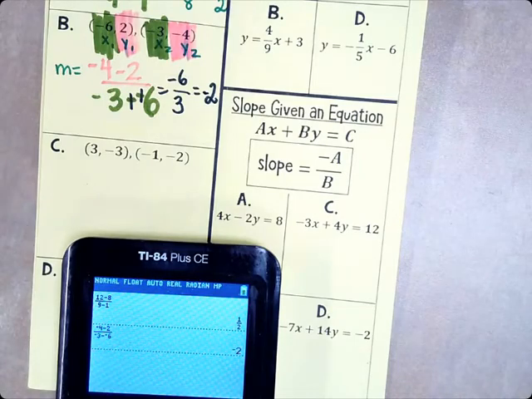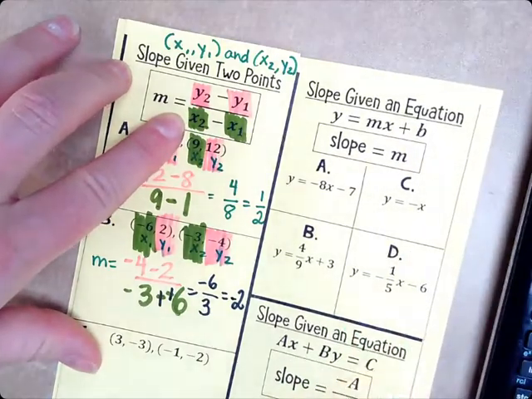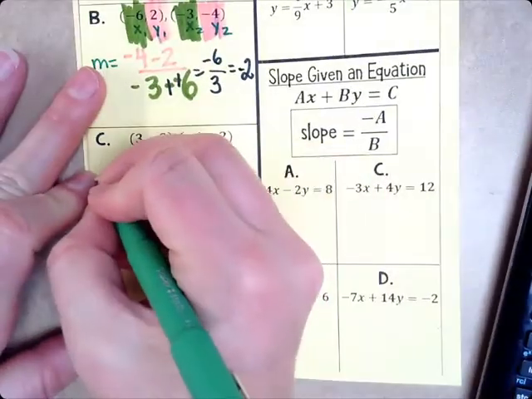Why do you put your x2 before your x1? Because of the formula. You have to follow the formula. Okay. All right, let's look at the next one.